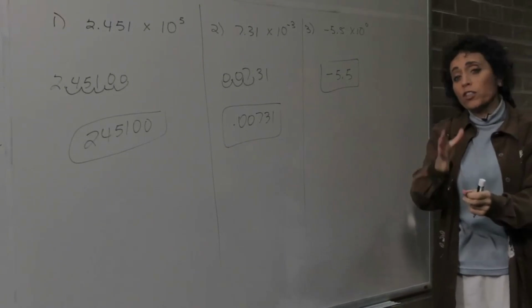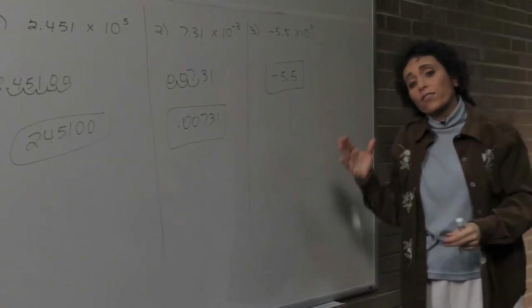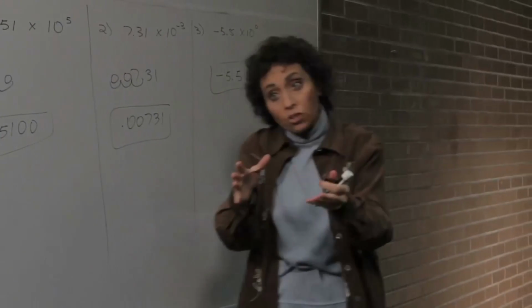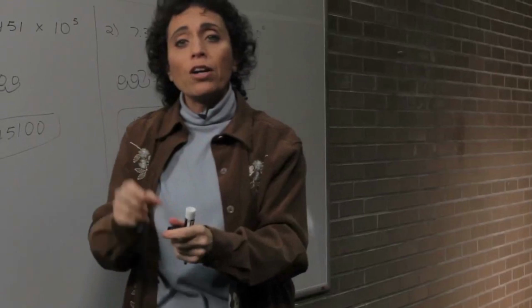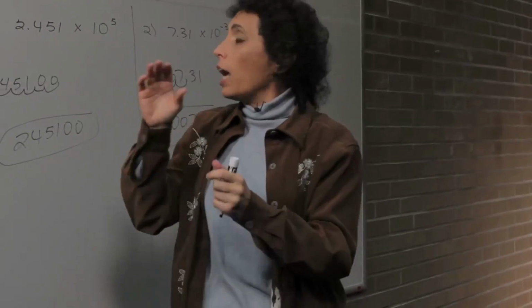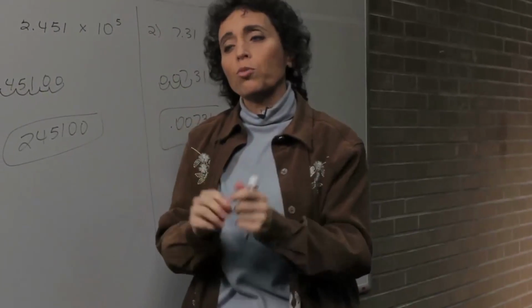So now we know the difference between standard form and scientific notation. We know what it means for a number to be in scientific notation. Now we're going to figure out how do we take a number and put it into scientific notation. So that's what we're going to do next.